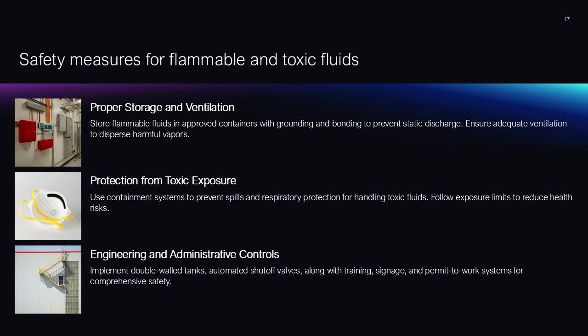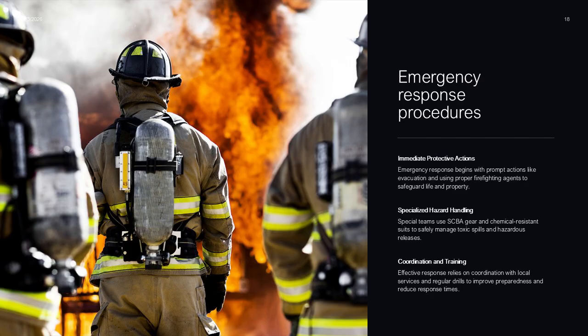Engineering controls such as double-walled tanks and automated shutoff valves further reduce risks. Administrative controls like training, signage, and permit-to-work systems complement these measures to ensure comprehensive protection. Emergency response involves immediate actions to protect life and property during incidents. Procedures include evacuation plans, firefighting using appropriate extinguishing agents, and spill containment strategies.